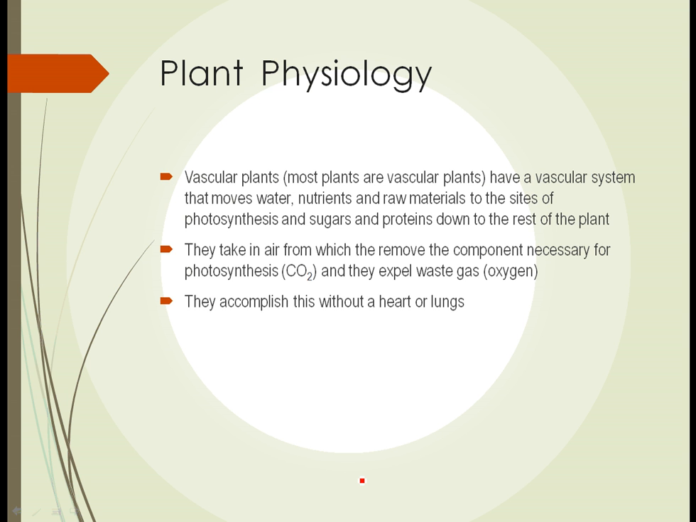They take in air through the leaves and remove the component that they need for photosynthesis, which is carbon dioxide. They use the carbon dioxide in photosynthesis, and they expel the waste gas that they don't need, which is oxygen. Kind of lucky for us that that's the waste gas that plants produce. They're able to accomplish all of this without a heart or lungs.